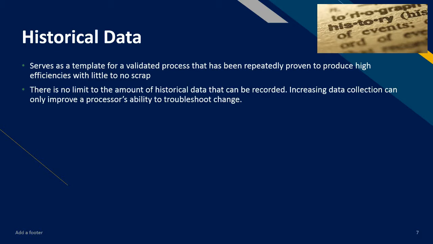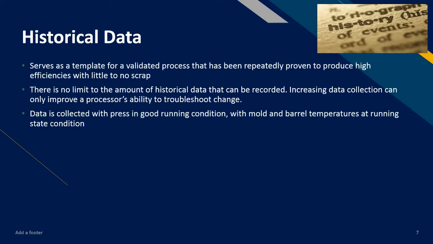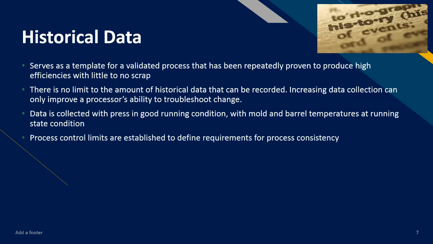There's no limit to the amount of historical data that we can record. In fact, increasing data collection can only improve a processor's ability to troubleshoot change. In addition, data is collected with the press in good running condition, with the mold and barrel temperatures at a running state condition. We also need to know that the process control limits are established to define requirements for process consistency. Data that falls outside of those control limits trigger a response.